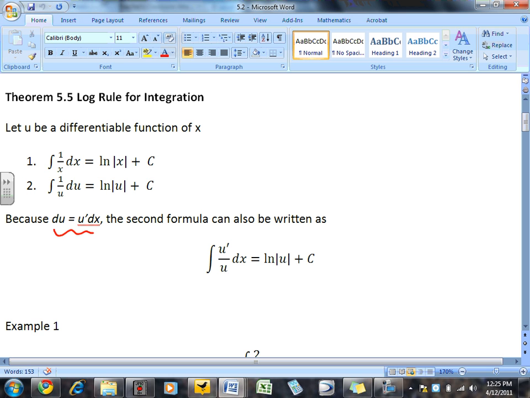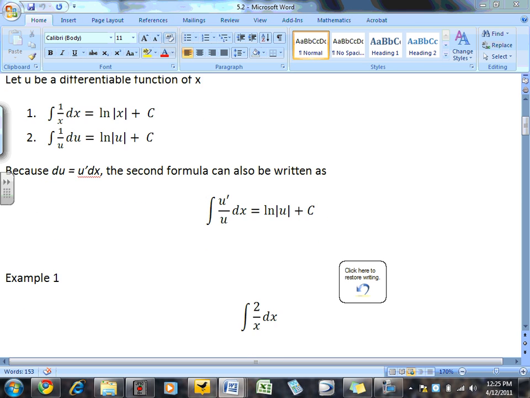The second formula can also be written, so what this is showing you is, if we notice a pattern, if we notice that the derivative of the bottom is on top, we know that integral is going to be the natural log of u. All right, so the bottom. So basically it's saying, if we realize that the derivative of stuff is up top, we know that the integral is just going to be the natural log of the stuff right here. Okay? So it's a pattern we can look for.